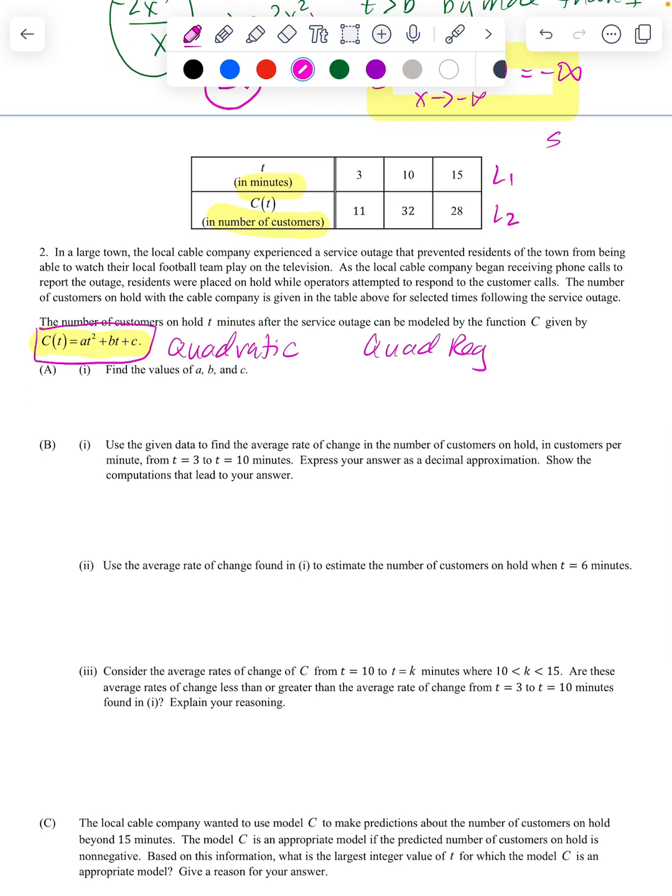So I'm going to go to stat, and then I'm going to go to edit, enter in my data. Then I'm going to go back to stat, hit calculate, go down and choose quadratic regression. And it is going to identify the values of A, B, and C for me. A is negative 0.317. B is 7.117, and C is negative 7.5.